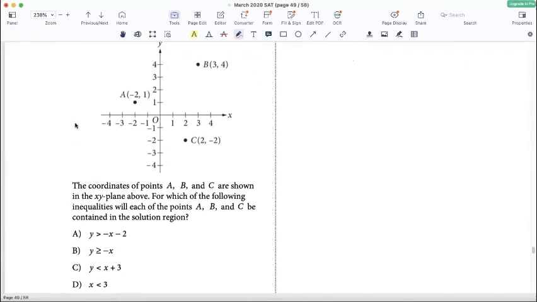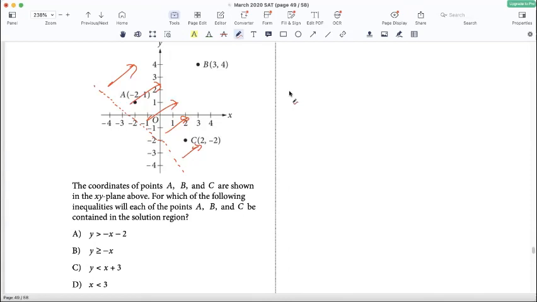The coordinates of points A, B, and C are shown in the xy plane above. For which of the following inequalities will each of the points A, B, and C be contained in the solution region? Okay, so y greater than minus x minus 2. So that would look something like this, right? It will pass through negative 2 and greater than, so it will be in this. Yeah, so this looks like the right answer.